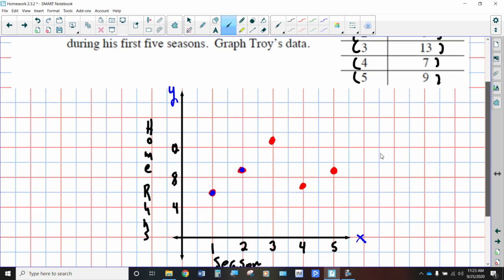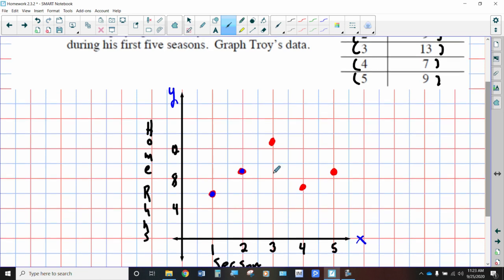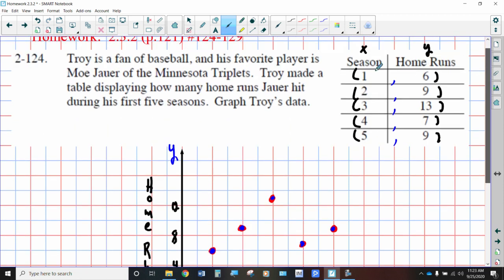Season 3, he hit 13. So season 3, 12, 13 goes here. And then season 4, he had 7 home runs. And season 5, he had 9 home runs. So the idea of taking each one of these quantities in the table and have one of those quantities be referenced on the x-axis, the other quantity being referenced on the y-axis, they form ordered pairs that can be plotted onto the graph.